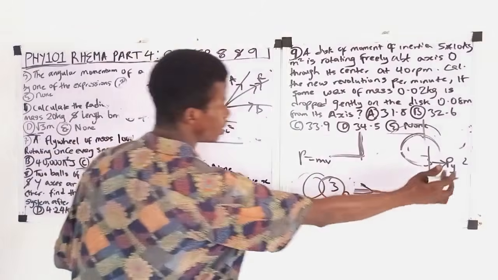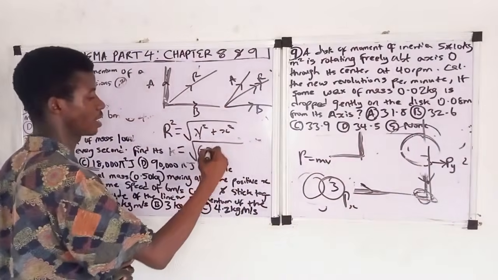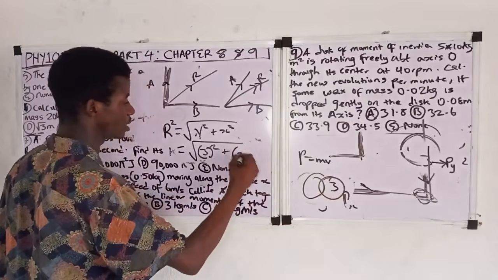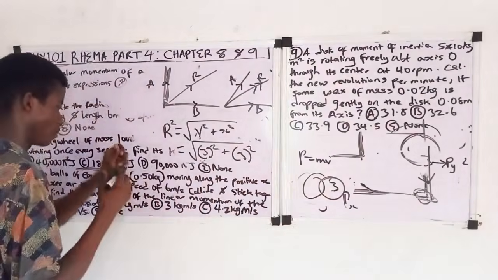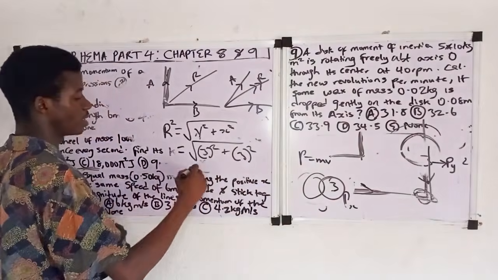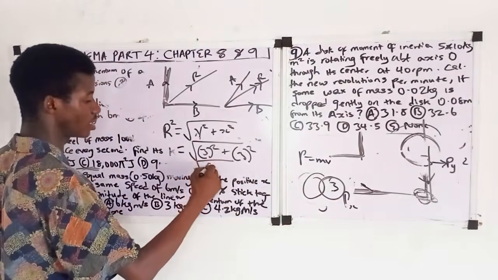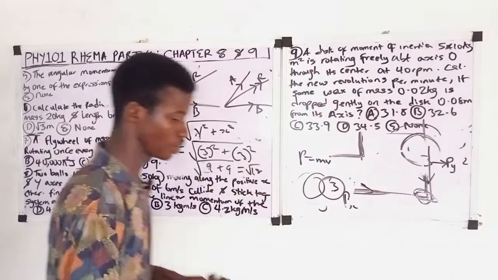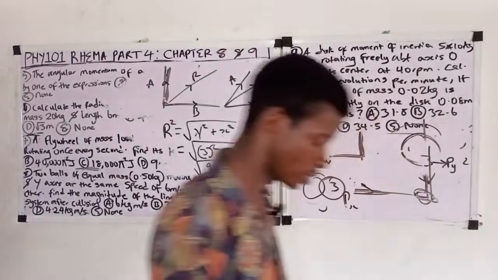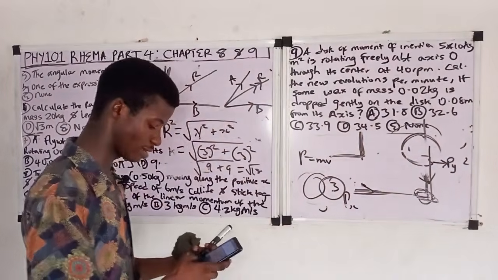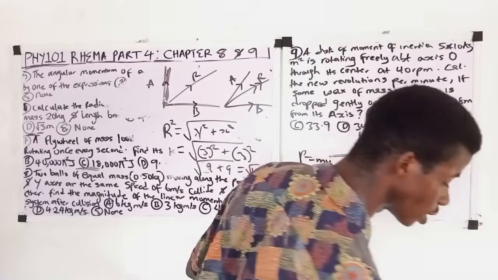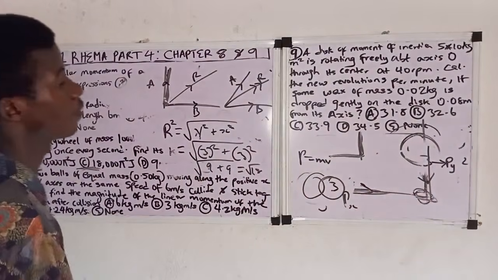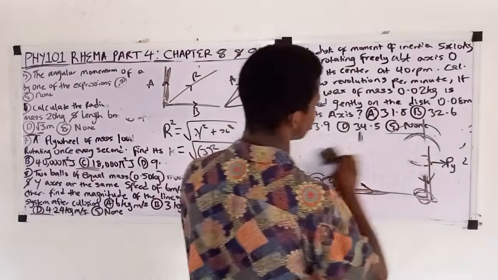y is 3, so 3 squared. Then x, the momentum there, is also 3 squared. The square of 3 is 9, and the square of this 3 is still 9. 9 plus 9 gives us 18. So let's take the square root of 18. The square root of 18 is 4.24. So the answer is D, 4.24. Alright, so let's do the last question.